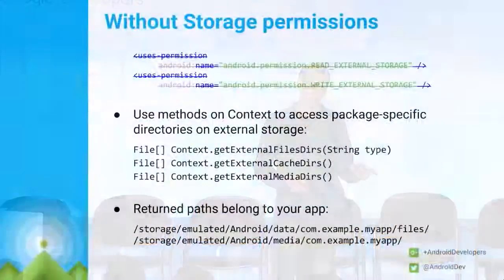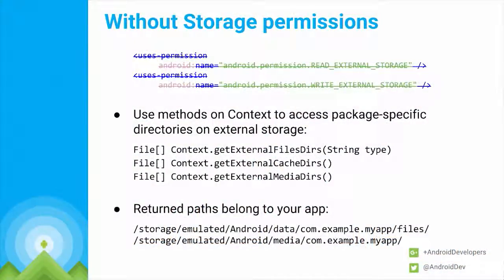So let's dig into the details. For that first example, there's a handful of APIs that were introduced in KitKat on Context called getExternalFilesDirs, getExternalCacheDirs, and getExternalMediaDirs. When you call these, the paths that are returned exist on the SD card, but they have your package name burned into them. If you look at the bottom, you can see an example of what those returned paths look like. Notice it would be under the SD card /Android/data/your package name.